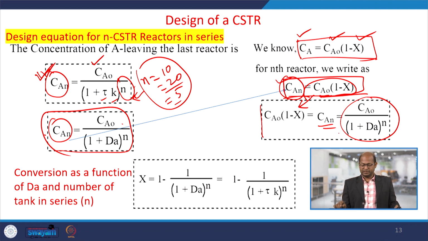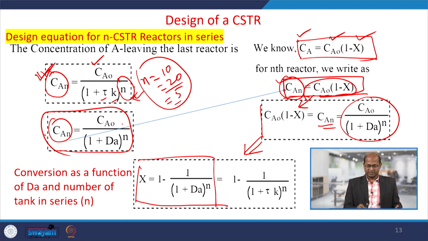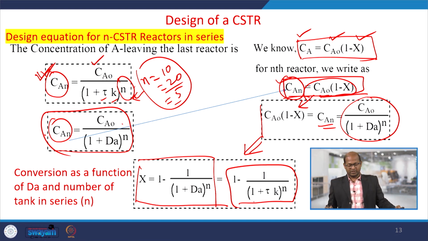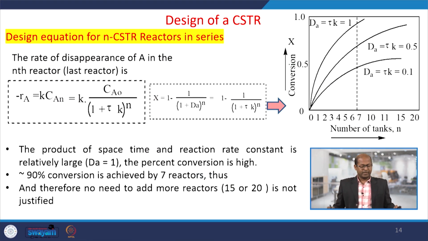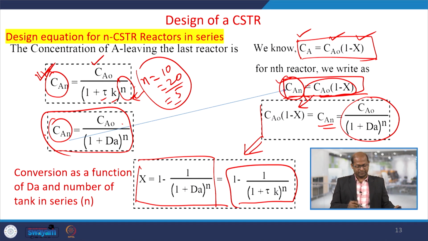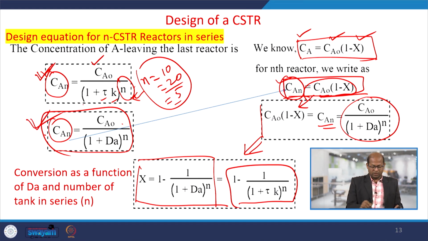Now we are rearranging this. After rearranging, in terms of conversion, x equals 1 minus 1 by (1 plus DaA) to the power n, or for one reactor we can write x equals 1 minus 1 by (1 plus tau k). Here, these are the design equations: we know the final concentration for the nth reactor, either this or this, and we can calculate the conversion and the concentration also.